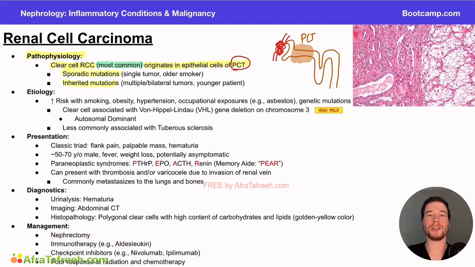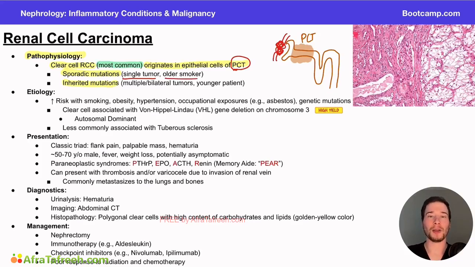And the key here, I want you to differentiate the distinguishing features between these two. So we have a sporadic mutation. It's more likely to be a single tumor. It's more likely to affect one kidney or the other kidney. And it's also more likely to be seen in an older smoker. So when we talk about the presentation.